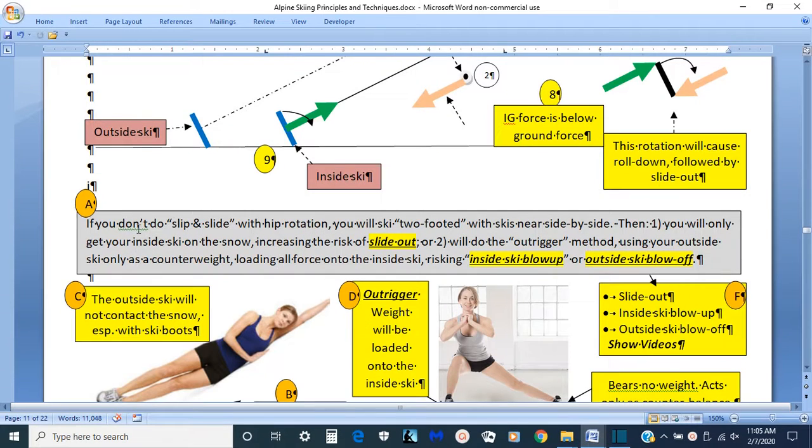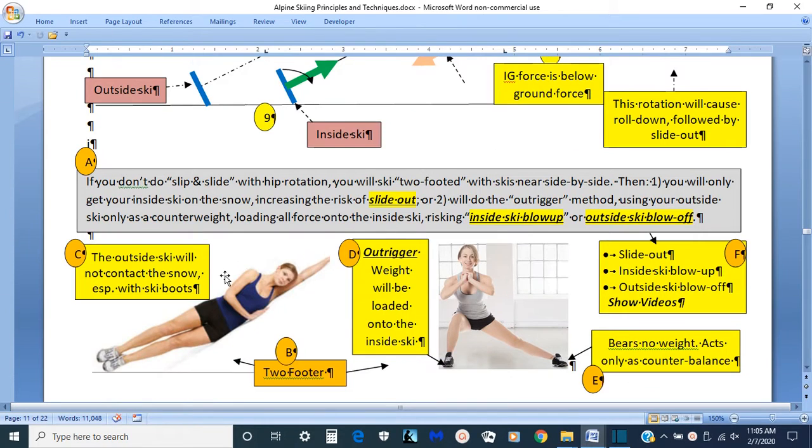If you do not do slip and slide with hip rotation, you will ski two-footed. So this is a common mistake that causes this. With skis nearly side by side, you will only get your inside ski in the snow, increasing the risk of slide out. So I want to show you here, I guess. This is a person doing some exercise here, but imagine that you're skiing like this. Instead of doing slip and slide, where your inside ski slips forward and your outside ski slips back, side by side, you've got to have them like this, right? Now, obviously, you can only have your inside ski on the ground.